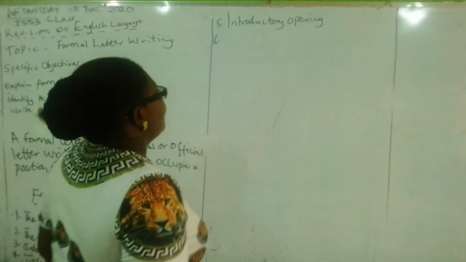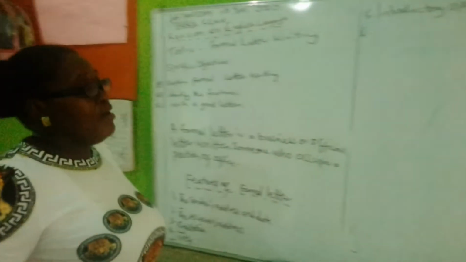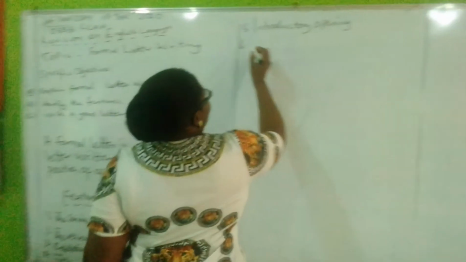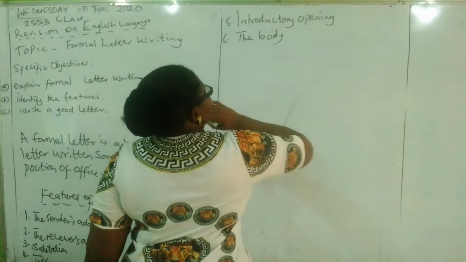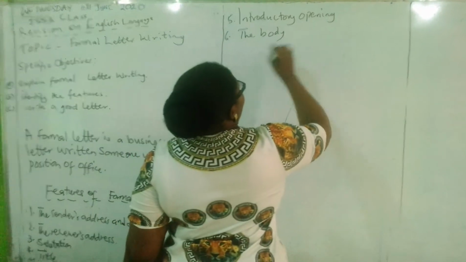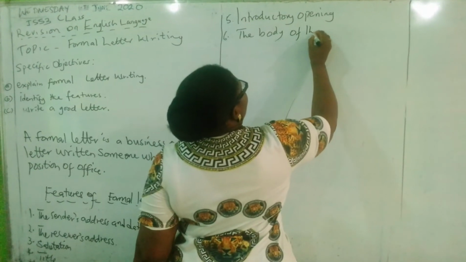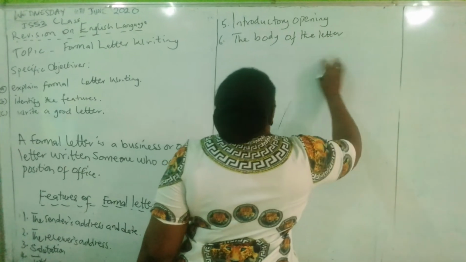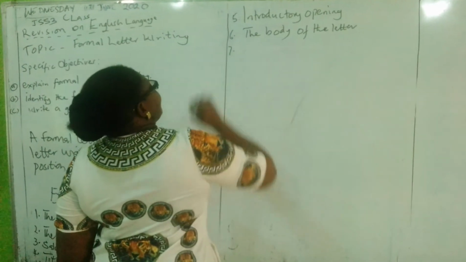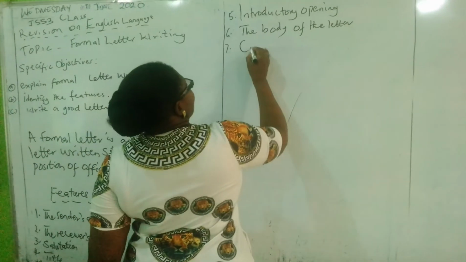Number 6, you will have the body of the letter. This is where you answer the question. In case you are asked in an exam to write a letter, you answer the question here. The body of the letter. And then 7, you have the complimentary closing.